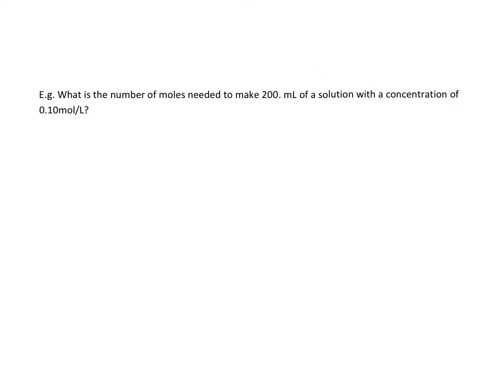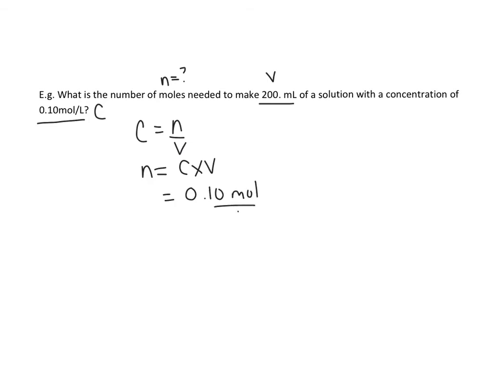Another typical question, what is the number of moles, n, needed to make 200 milliliters of a solution with a concentration of 0.1 mole per liter. So in this case, we need to find the number of moles. So we know C is equal to n over V. So n is C times V. So we take our concentration, multiply it by our volume, which is 0.2. Liters cancel, and we have moles.